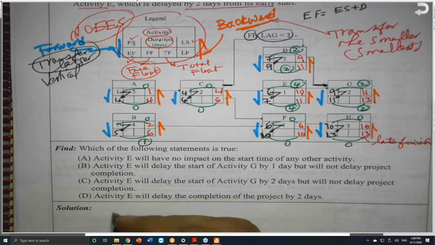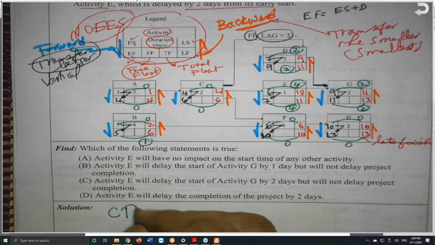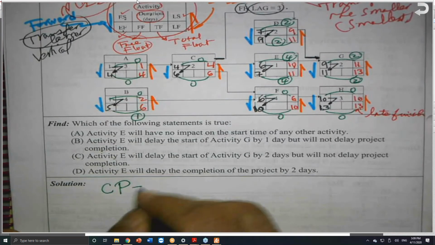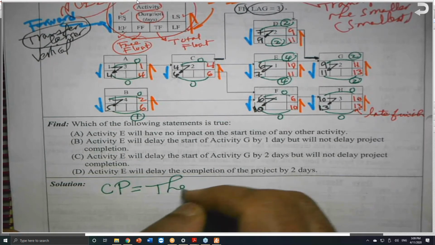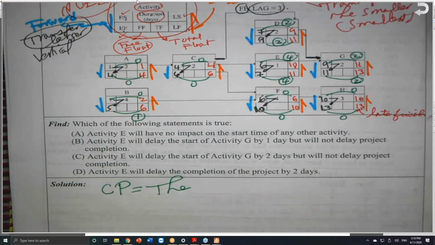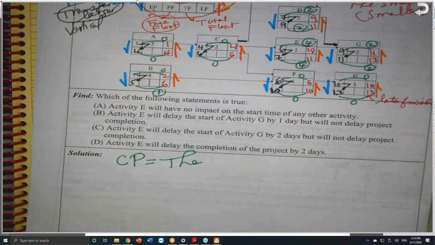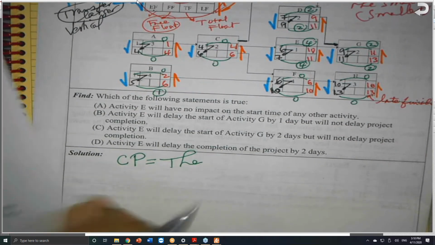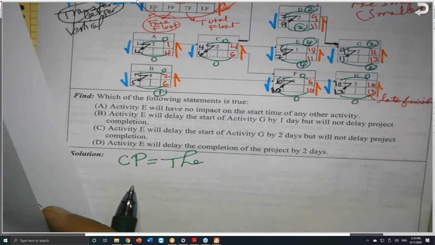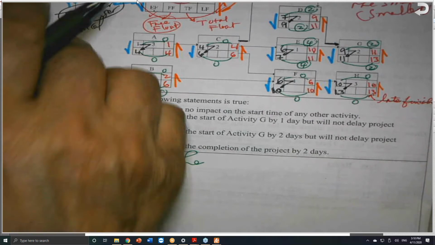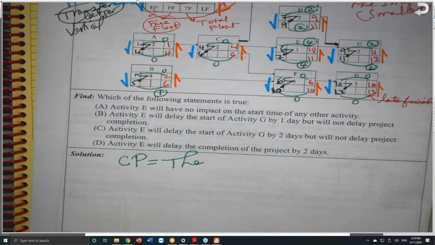Do you remember we have something called the critical path, CP? What is the critical path? The critical path is the path that has 0 or minimum float. And always the critical path is the longest path, by the way. It's not the shortest, or it's not the smallest. Okay, I'm looking for something here very quick.